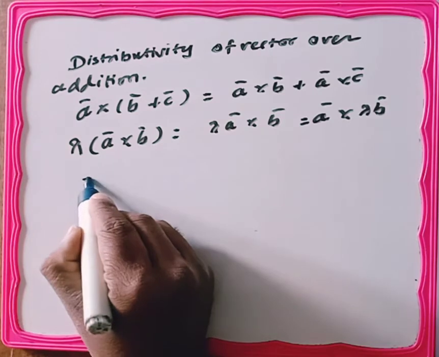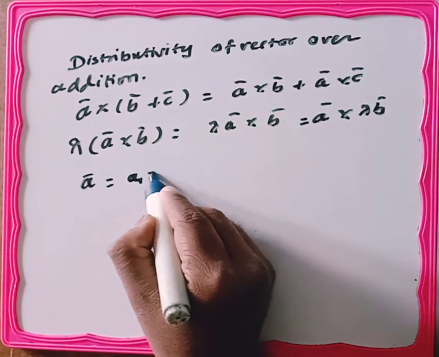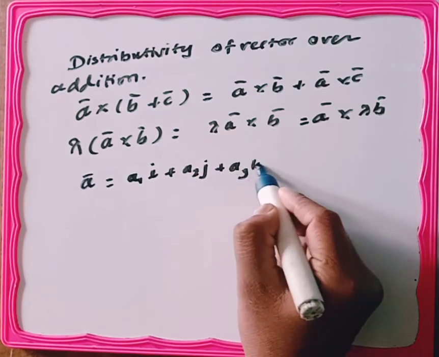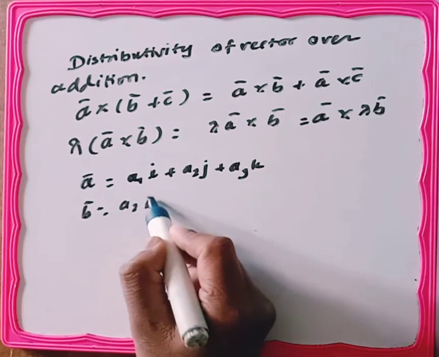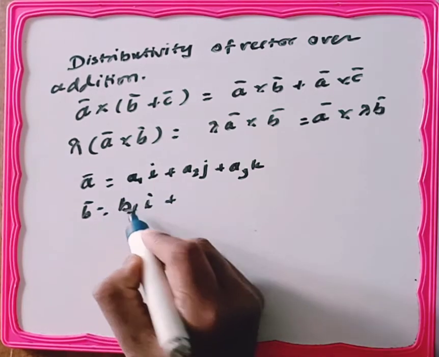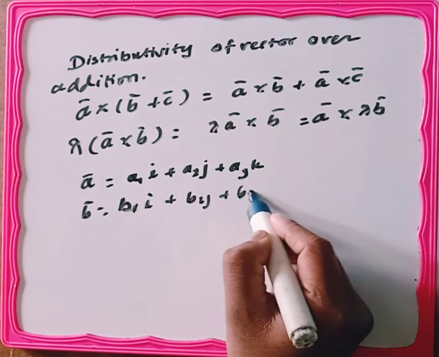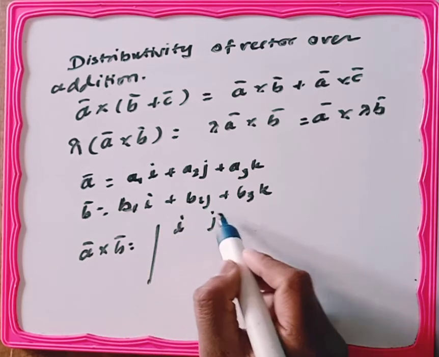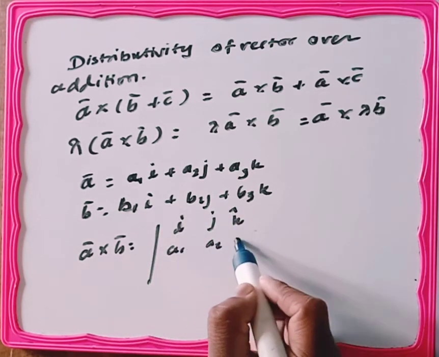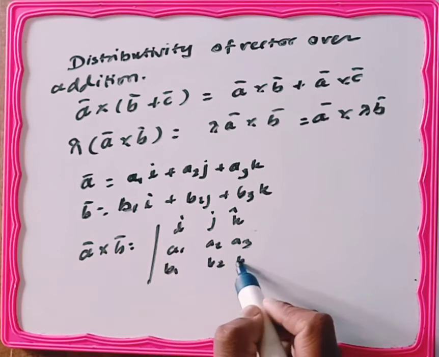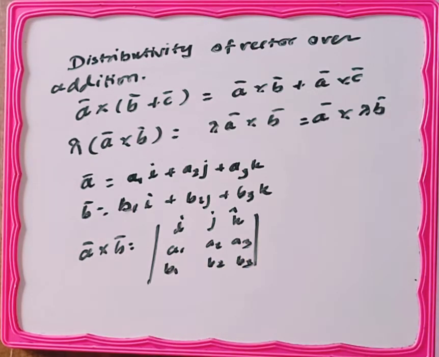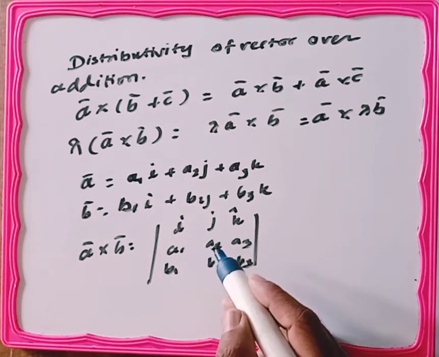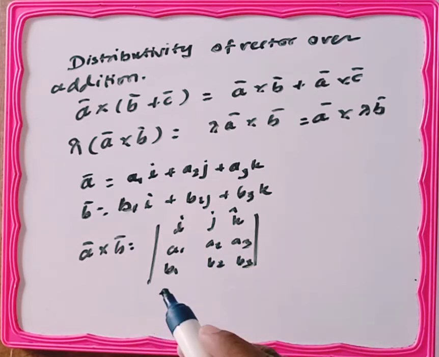Now a bar equals a1 i plus a2 j plus a3 k and b bar equals b1 i plus b2 j plus b3 k. Then a bar cross b bar calculation we can also do by the determinant with i caret, j caret, k caret, a1 a2 a3, b1 b2 b3. These components we write in matrix form and we solve this determinant. Then we can get the a bar cross b bar answer.